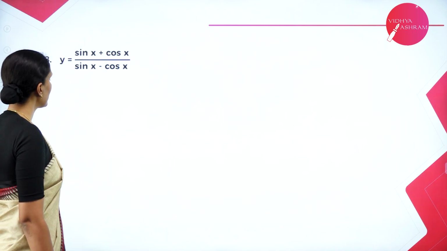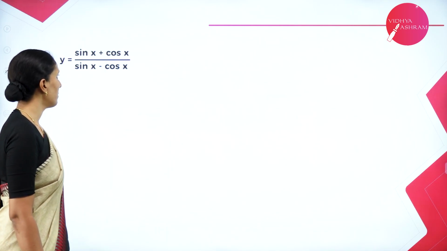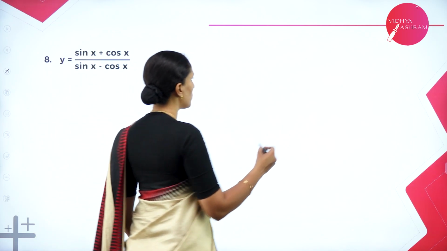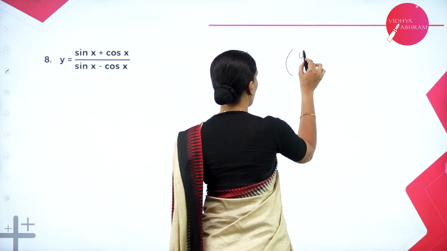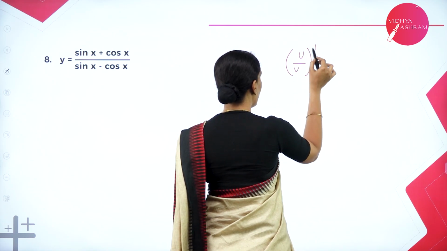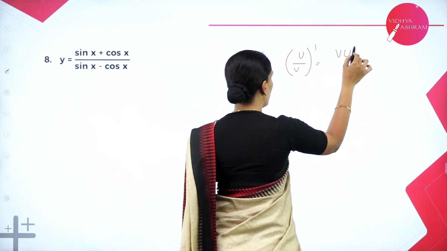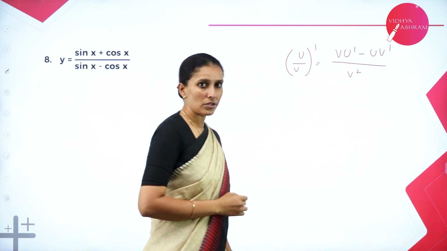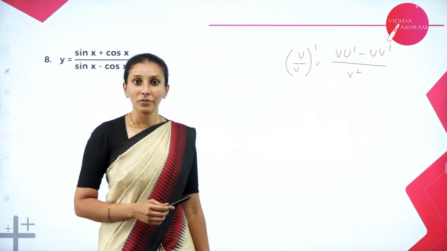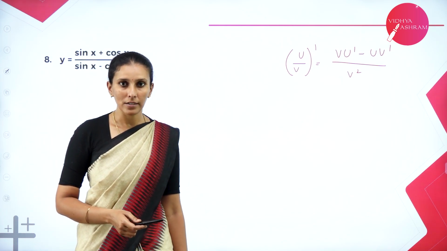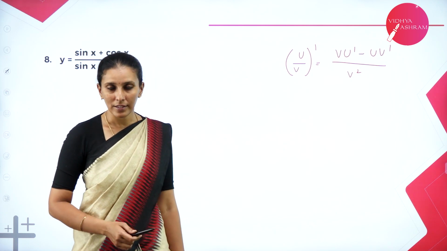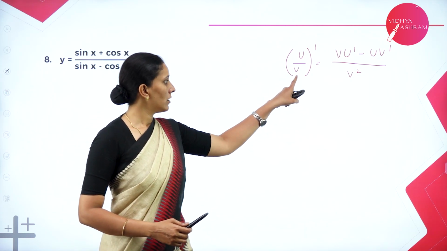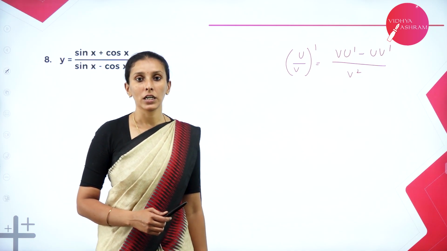Next one, y is equal to sin x plus cos x divided by sin x minus cos x. Now the function is in the quotient form. That's why we'll apply the quotient rule here. So what does the quotient rule say? When you have any function in the form of u by v, then the derivative of the given function is vu dash minus uv dash divided by v square. That means second function into derivative of first minus first function into derivative of the second, divided by the second function square in the denominator.